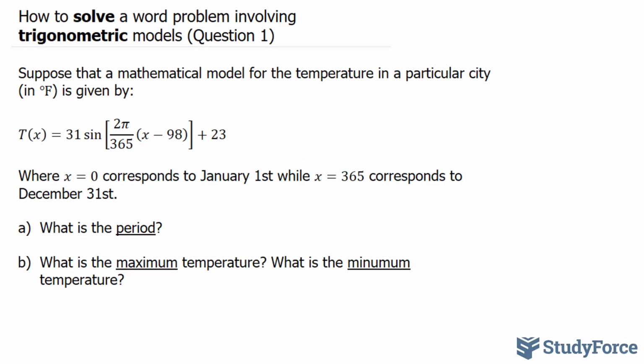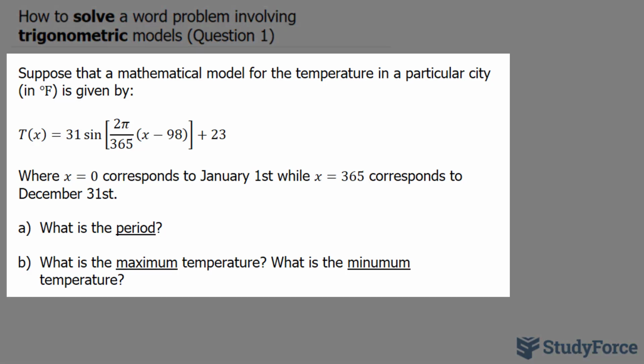In this demonstration, I'll show you how to solve a word problem involving trigonometric models. This is question 1. Suppose that a mathematical model for the temperature in a particular city in Fahrenheit is given by the following function, where x is equal to 0 corresponds to January 1st, while x is equal to 365 corresponds to December 31st.